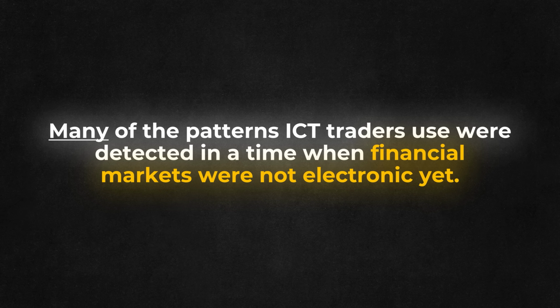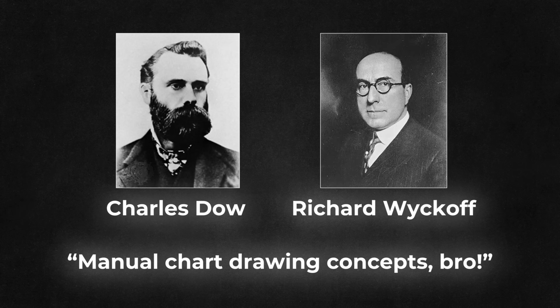Many of the patterns ICT traders use were detected in a time when financial markets were not electronic yet. Charles Dow and Richard Wyckoff did not have the ease of looking at price charts on a computer screen. They got data from ticker tapes, telegraphs, and exchange records, and then they plotted prices manually. Needless to say, at the time there were no algorithms acting in the financial markets because markets were not electronic yet. The transition to electronic markets was a gradual process from the 1970s until the 2000s, many decades after Charles Dow and Richard Wyckoff identified the same patterns that ICT traders use nowadays.